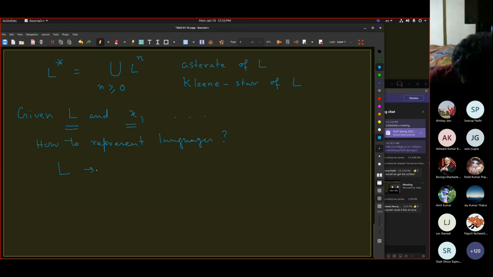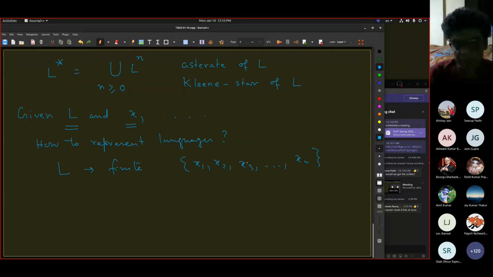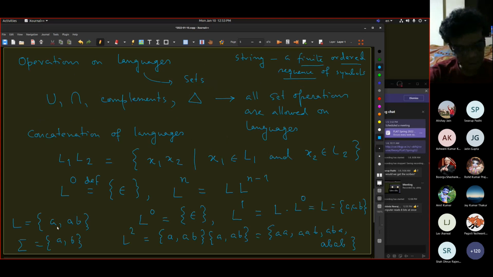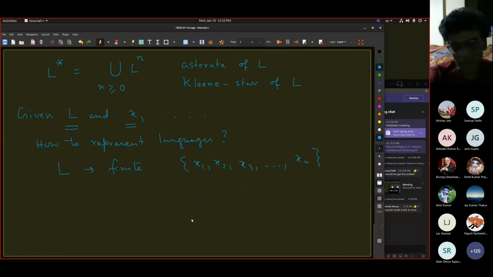If L is finite, then I can simply say it consists of string 1, string 2, string 3, and string n. N may be huge, each of these strings may be huge, but this is still a finite representation, as I have done here. We have two strings. One is A, the other one is AB. So I can represent this explicitly, exhaustively this way. But that is a bit too restrictive.